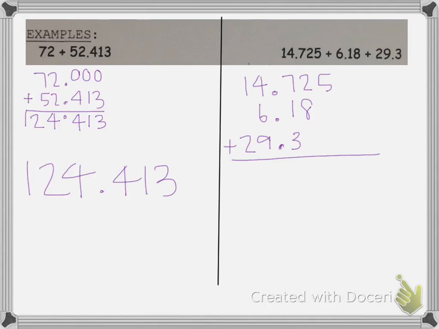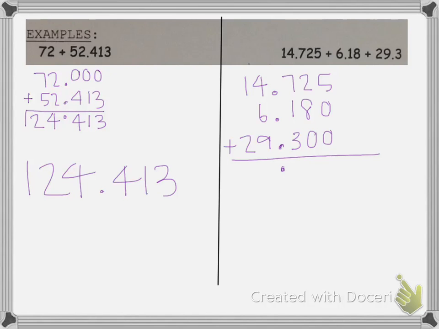Now, what I'm going to do, remember, is that if all the numbers in the problem don't have digits in all of the place values, I can go ahead and put those zeros at the end. So with my 6.18, I'm going to add a 0 at the end, and then with my 29 and 3 tenths, I'll add 2 zeros. That way, each of those numbers has 3 digits after the decimal, and it's easier to add. Before I add, I need to make sure I drop that decimal down into my answer.